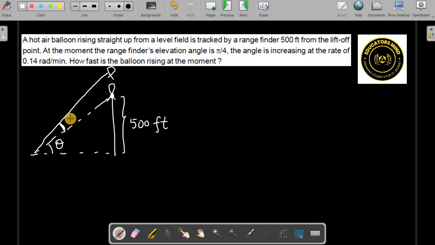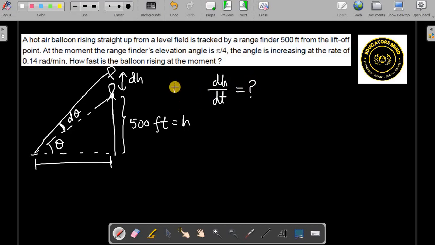So let's say this is a small change in angle d theta, and this is the height, let us say, and this will be a small change in height dh, right? This distance is not changing. This distance will be fixed. How fast is the balloon rising? So we have to find out dh by dt, right? How fast means how the height is changing with respect to time.